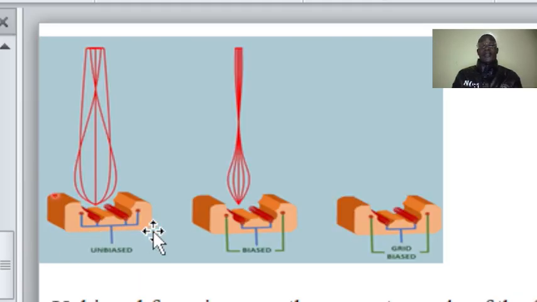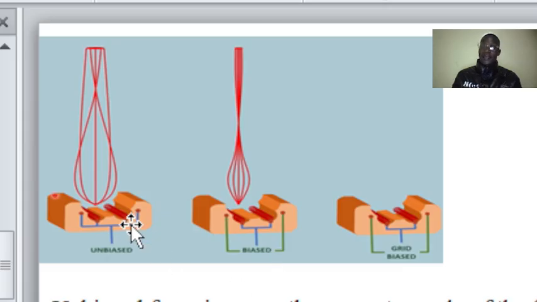Now, you can either have an unbiased focusing cup. The current supply to the filament and the cup are shared. As you can see, we have the current supply to the filament and the filament here, and then the same supply supplies the cup. And in reality, this is the kind of beam that is going to be produced. As you can see, the cup is trying to focus the electrons.